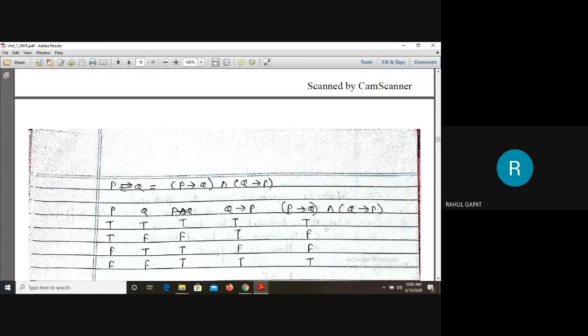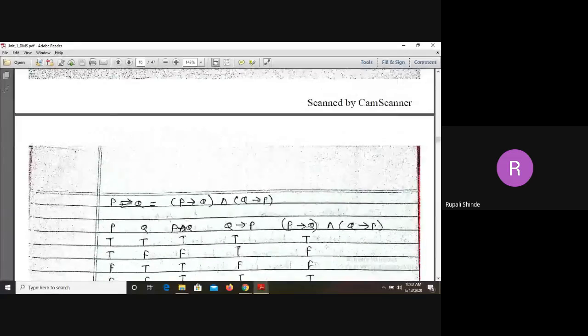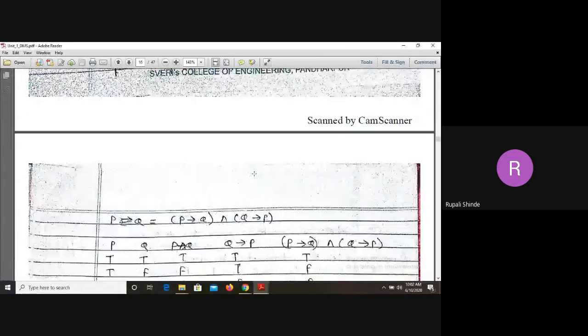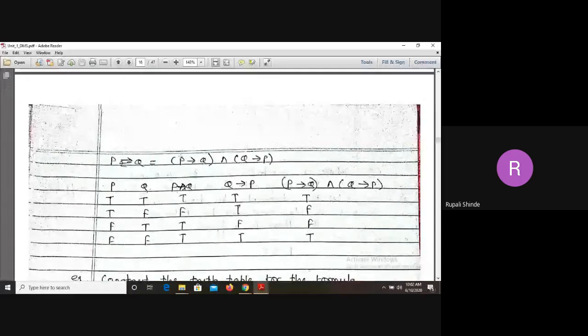So, this value is TFFT. Now check whether this value is the same as, that is, for biconditional, TFFT. So these two have the same value. That's why we can say that P biconditional Q is equivalent to P conditional Q and Q conditional P.